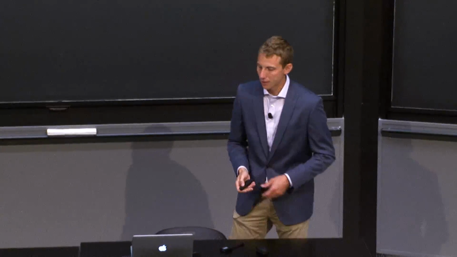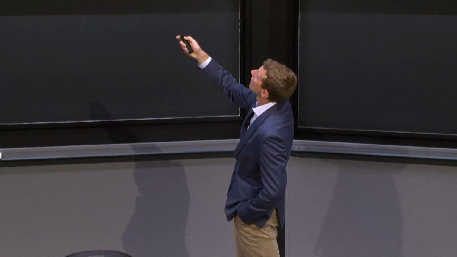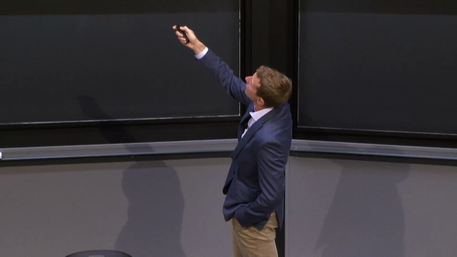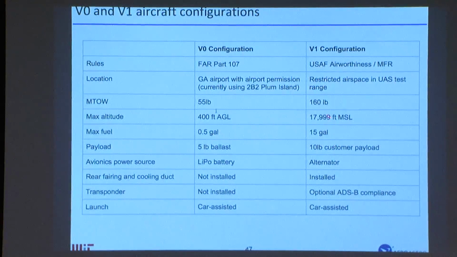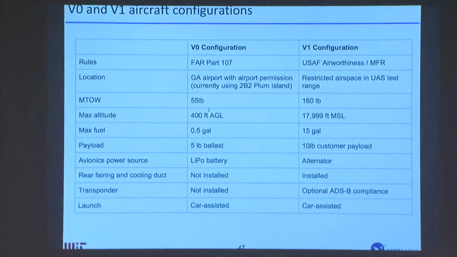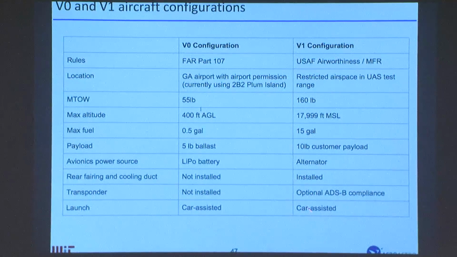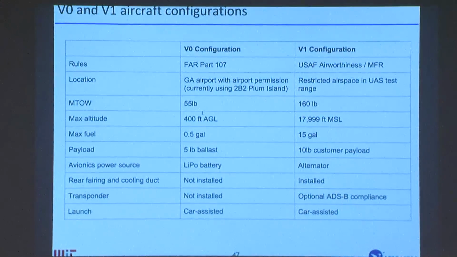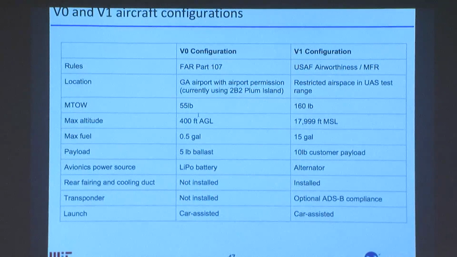So you can see here some configuration differences. We have what we call the V0 configuration and the V1 configuration. V0 is under 55 pounds. V1 is up to 160 pounds. V0 is low altitude. V1 can go up to high altitude. V0 has very little fuel. V1 has a lot of fuel. And because of the weight limit, we're not able to carry some of the key components that we need for V1 on V0. So we don't have the engine cooling, we don't have the transponder, we don't have the alternator on board.